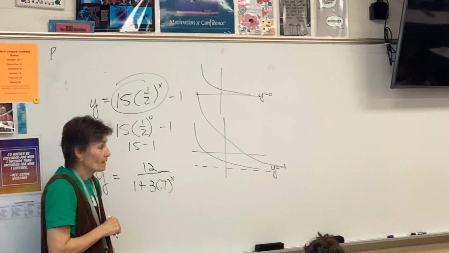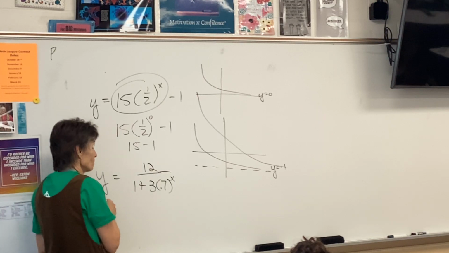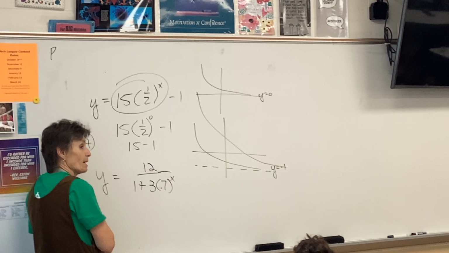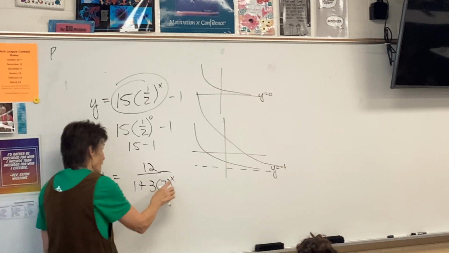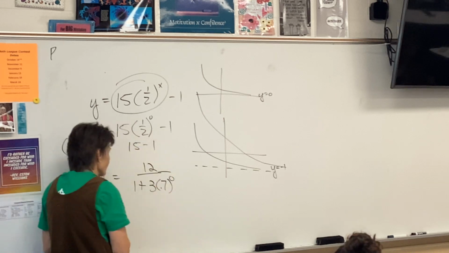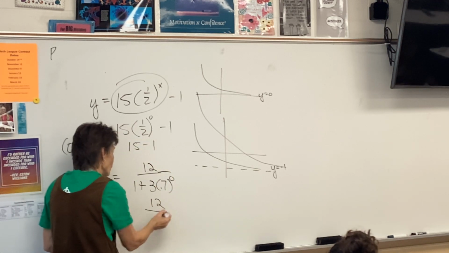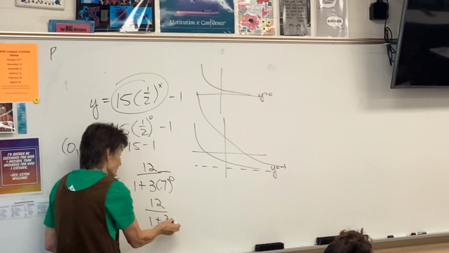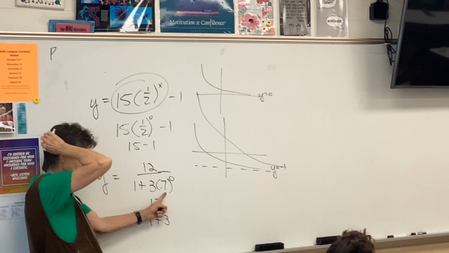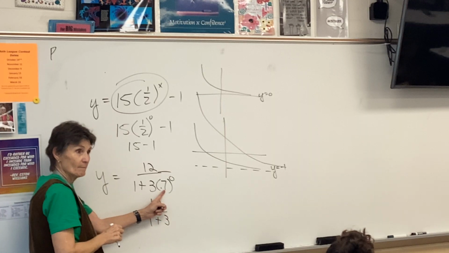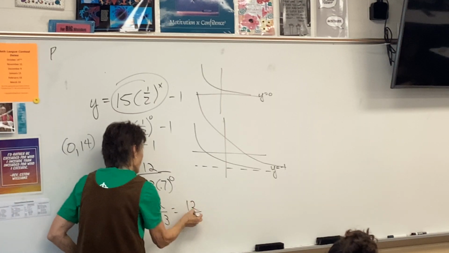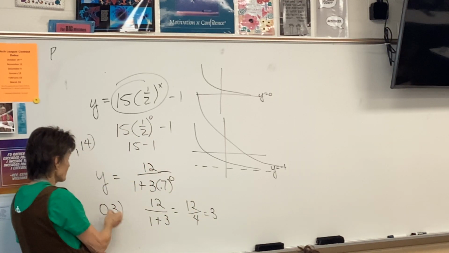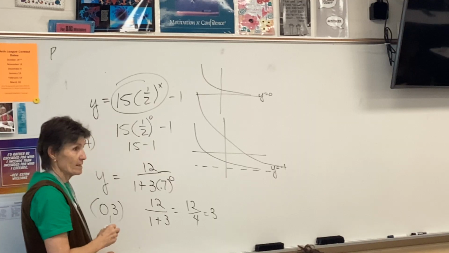Okay? Now what about this one? Let's find the y-intercept. What is my y-intercept? X has got to be 0. Put a 0 in here. So I'll have 12 over 1 plus 3, because isn't that 1? 3 times 1 is 3. So that's 12 over 4, which is 3. So my y-intercept is the point 0, comma 3.